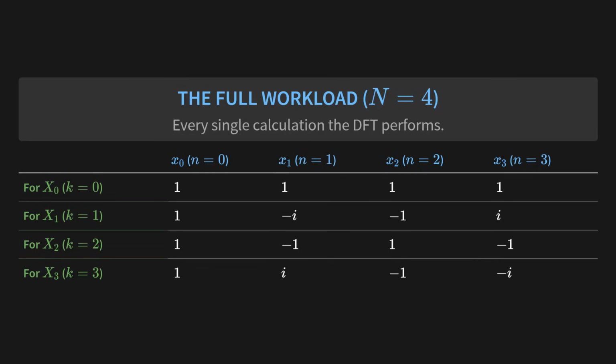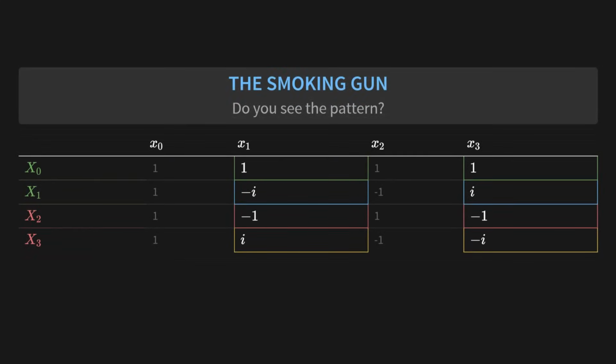The slow algorithm just plows through this, row by row. Now, as good detectives, we look for a pattern. Do you see the smoking gun? Look closely at this table. Compare the row for x sub 1 with the row for x sub 3.